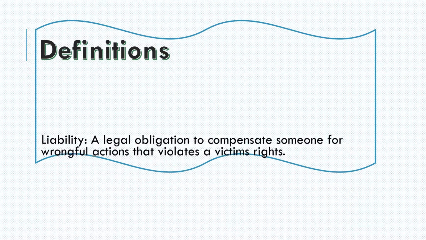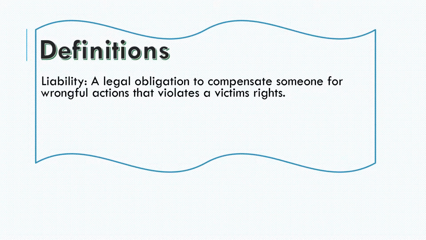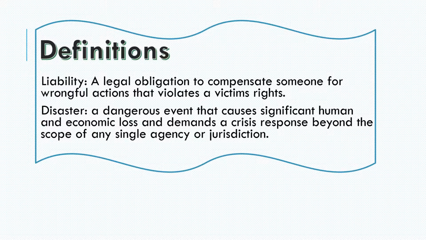So let's start with some definitions. Liability is a legal obligation to compensate someone for wrongful actions that violate a victim's rights. And a disaster is a dangerous event that causes significant human and economic loss and demands a crisis response beyond the scope of any single agency or jurisdiction. So when dealing with a disaster, it's very important to try and avoid liability.